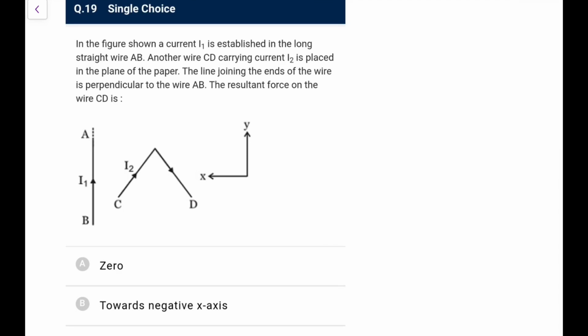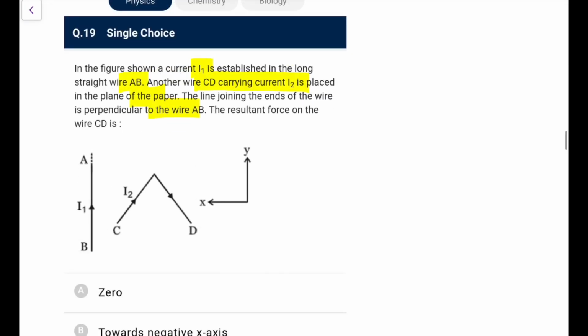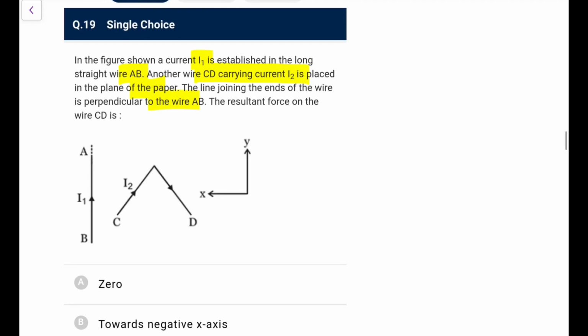Now, in the figure shown, a current I1 is established in the long straight wire, and the wire CD carrying I2 is placed in the plane of the paper. If the line joining the ends of the wire is perpendicular to the wire AB, the resultant force on the wire CD is. Now, first thing, just remember, don't do it like this, because that can be done if the field is uniform. The field is not uniform here, so better to look at the two wires in isolation.